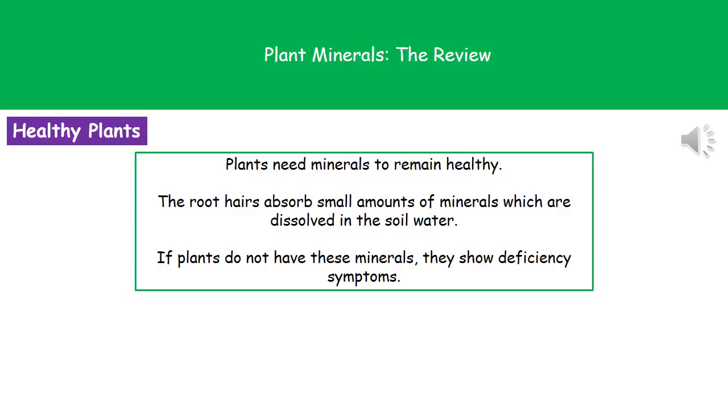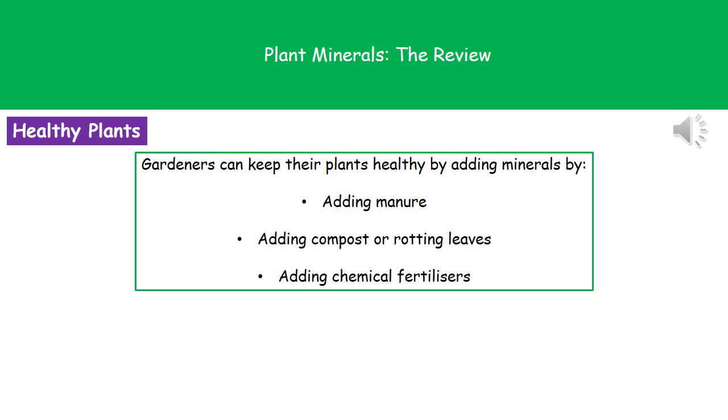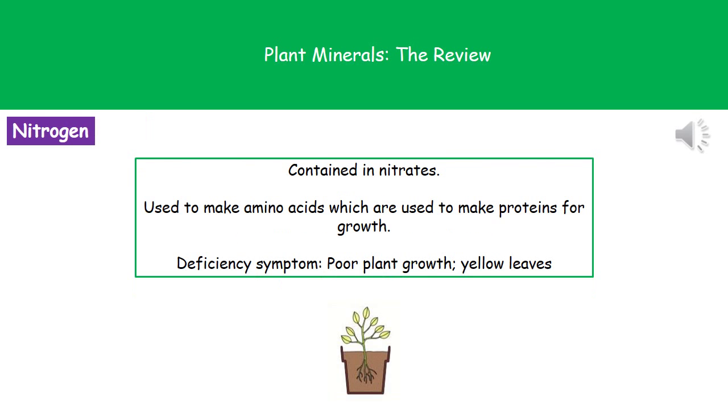So if our plants don't actually have all of the required minerals, then they start to show what's called deficiency symptoms. If we want to make sure our plants are always healthy, then gardeners or farmers can actually ensure this happens by adding minerals to them. And there are a few ways that we can actually do this. The first one is we can add manure to it. Second one is we can add compost or rotting leaves. Or the third one is by adding chemical fertilizers to the soil.